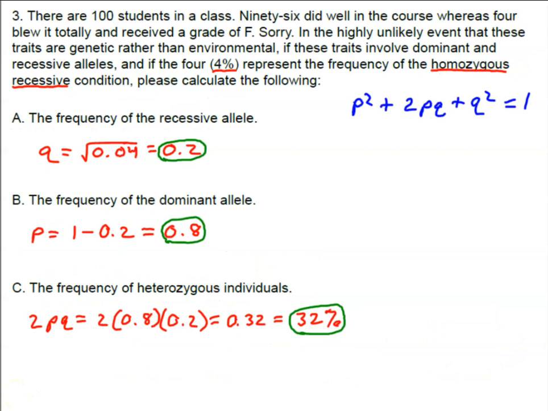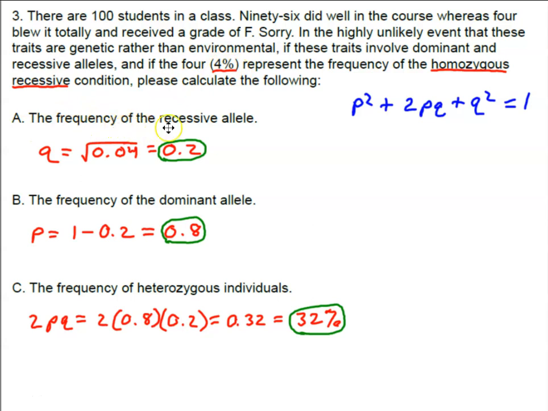All right, this one's pretty easy too, because you're given the genotypic frequency of the homozygous recessives. So the population is 100 students, and 4 students failed, and we're assuming here this is a single gene trait. And basically, the ability to do well in the course is controlled by a single gene trait and completely dominant. So 4% represents the genotypic frequency of the homozygous recessives.